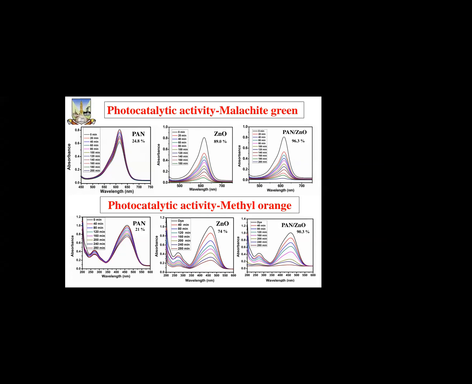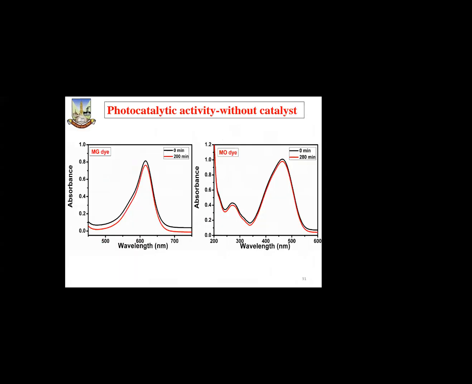When we compare both these dyes, this PAN zinc oxide nanofiber is very selective for malachite green because its degradation rate is very high, 96.3%, as compared to 90.3% in the case of methyl orange. Then we have done the photocatalytic activity without catalyst. At 0 minutes and 200 minutes for malachite green and methyl orange, there is no degradation at all in the absence of the catalyst.